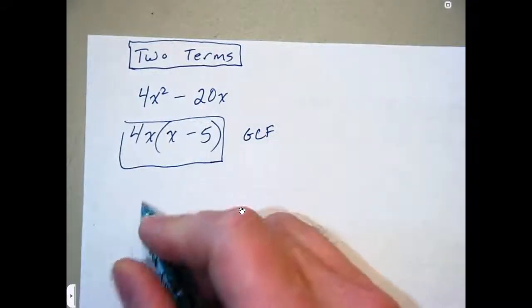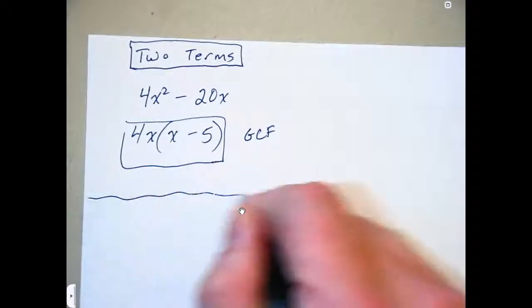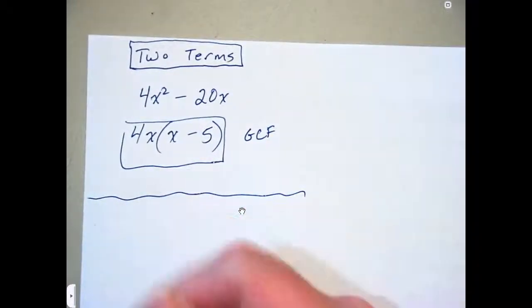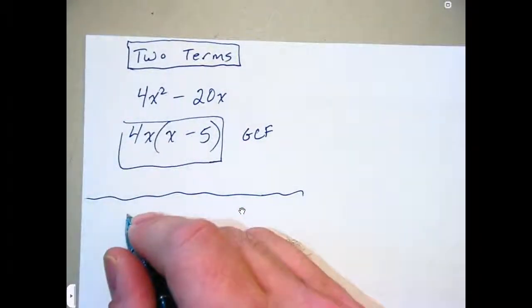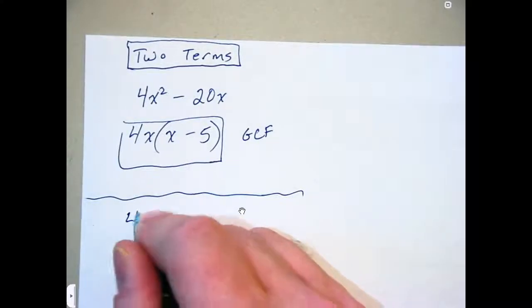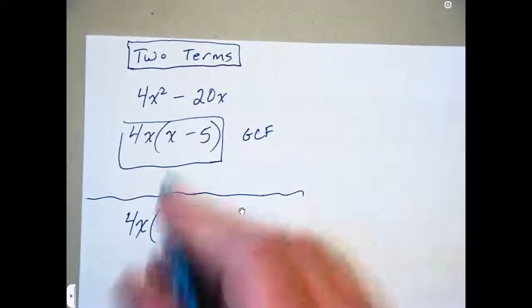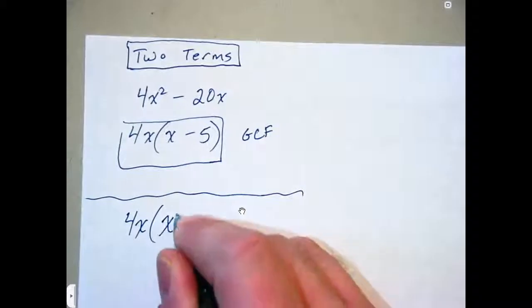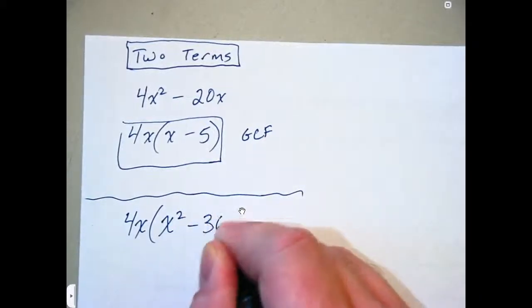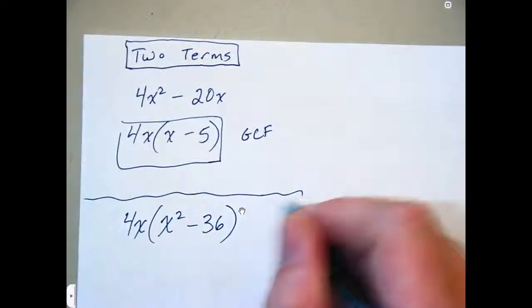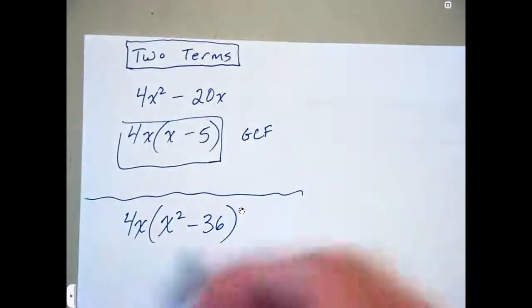Okay? You could also look for difference of 2 perfect squares. So let's say I had, well, let's use this, but let me change it up inside. Let's call it x squared minus 36. So I've taken out a greatest common factor. So a new problem here.